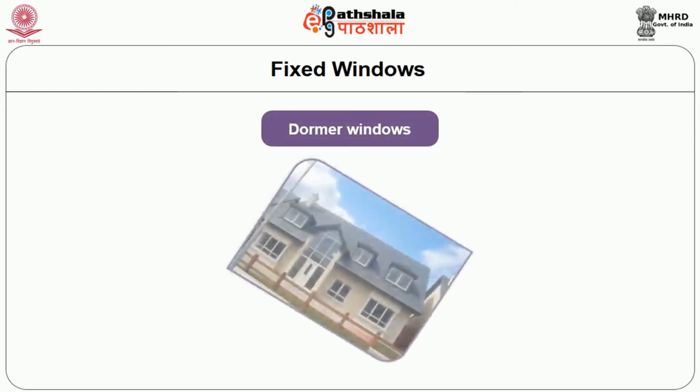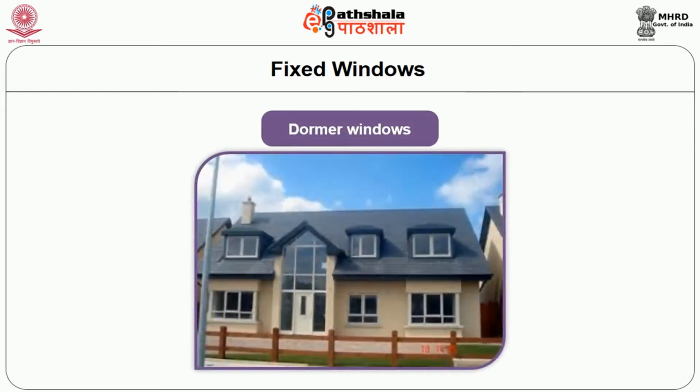Dormer windows. These windows are small, usually situated in the sloping of a roof of a house. They improve the building appearance. Dormer windows often require special treatment to integrate them into the room. For example, a darker shade of a particular color is used in these windows if walls of the rooms are finished in a single color.